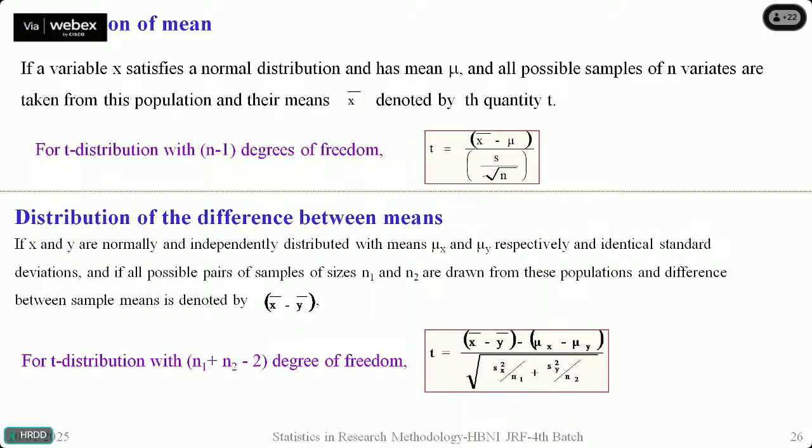When we have two means to compare, then we take the difference between the two means and then compare with the original value. Then in the denominator you see it is slightly modified. S1 by root of n1 and S2 by root of n2. Then you take the square and sum it. Then take the square root.